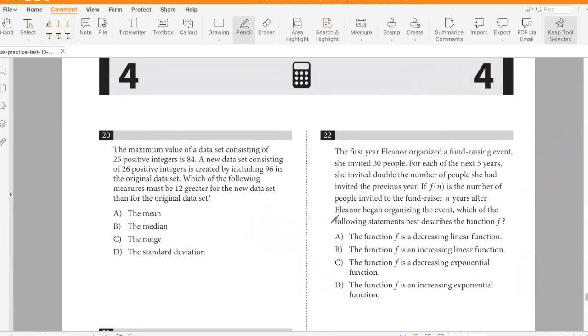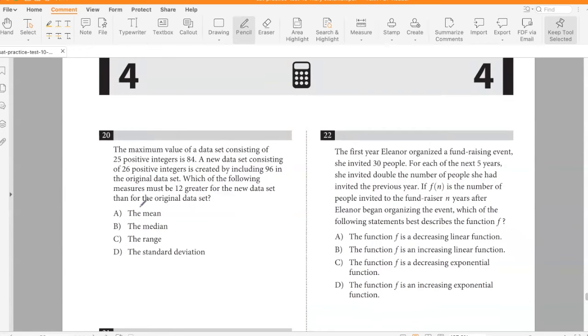The maximum value of a data set consisting of 25 positive integers is 84. A new data set consisting of 26 positive integers is created by including 96 in the original data set. Which of the following measures must be 12 greater for the new data set than for the original data set?